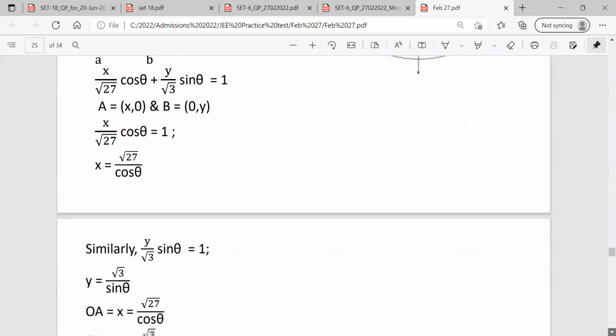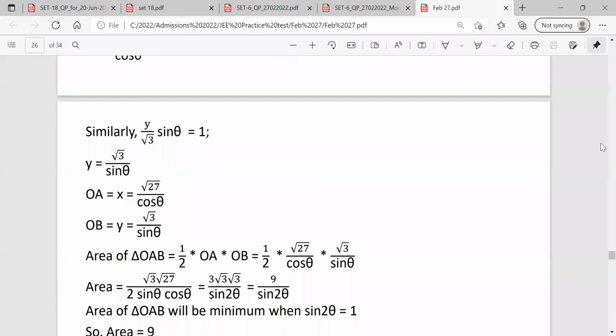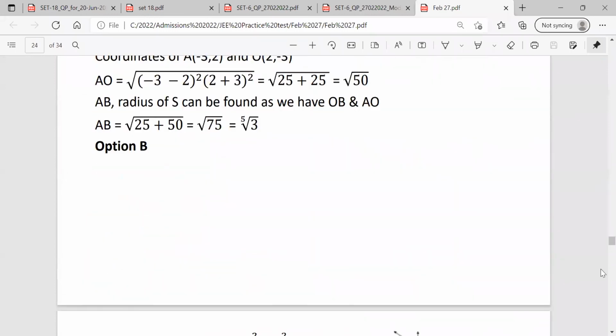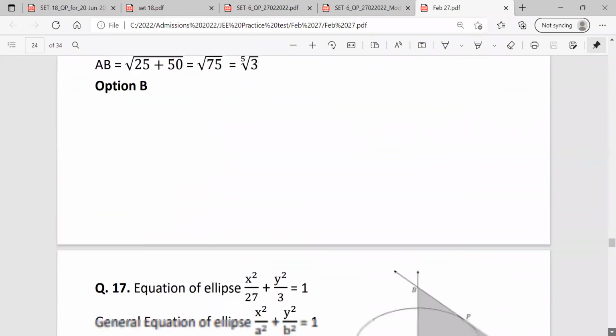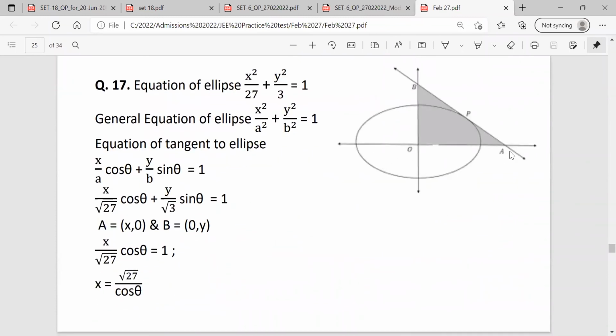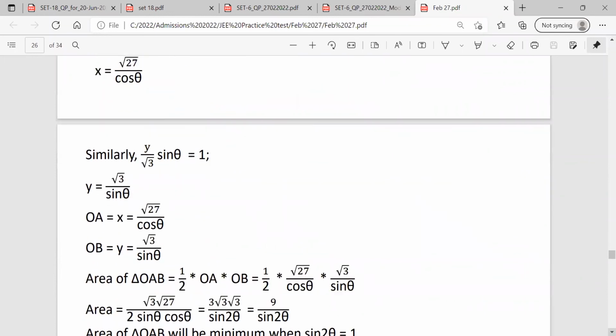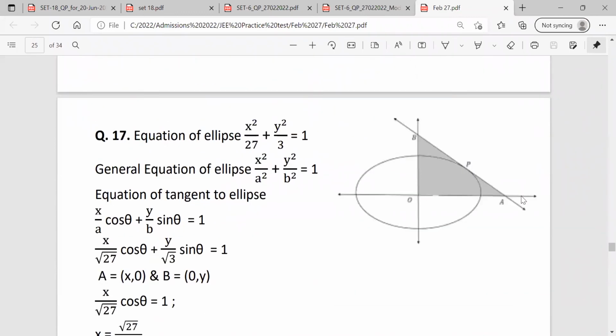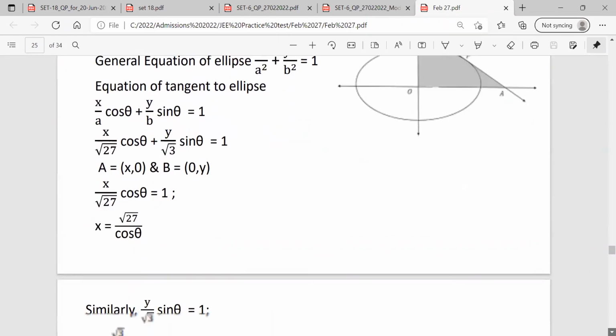Now have a look at this diagram. This is x and this is y. That means OA is x, which is root 27 by cos theta, and OB is y, that is root 3 by sin theta. What the question is asking is to find the area of the triangle OAB. So I have x and y with me, that is, I have OA and OB. Then the area is half base into height. So just substitute in the equation and find the value.